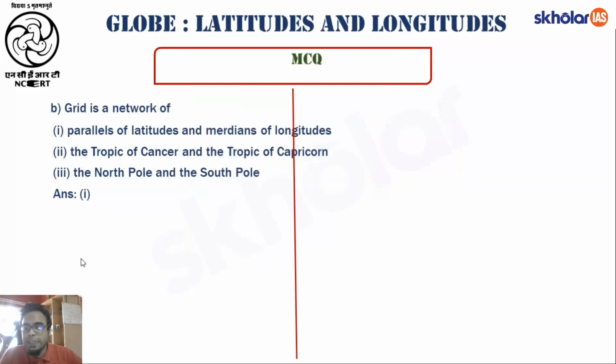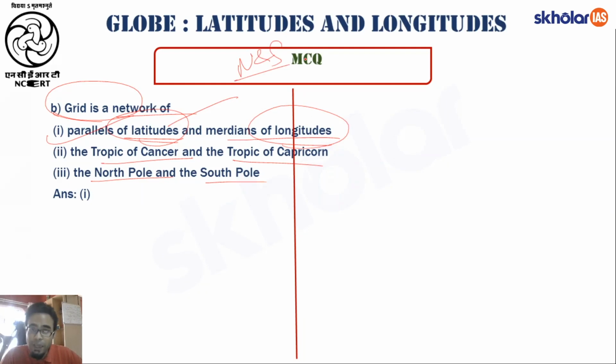Then the grid is a network of what? Option 1 is parallels of latitude and meridians of longitude. The second option is Tropic of Cancer and Tropic of Capricorn, and the third option is North Pole and South Pole. So the grid is a network of nothing but latitudes and longitudes. Latitude talks about the north and south location of a place, whereas longitude talks about the east and west location of a particular place.